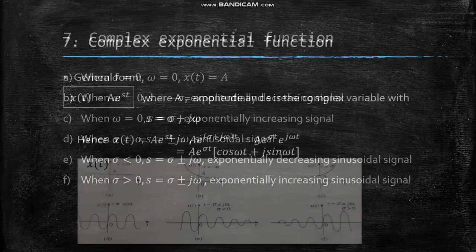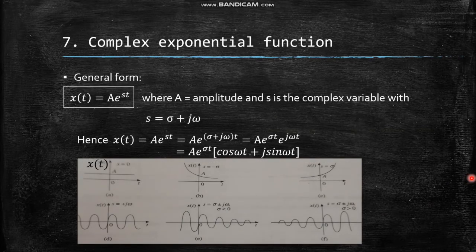Next is a complex exponential function. The general form for a complex exponential function in continuous time signals is given as x of t is equal to a e raised to st, where a is the amplitude and s is the complex variable, with the representation of s as sigma plus j omega, where sigma is the real part and omega is the imaginary part of this complex variable. Here x of t is equal to a e raised to st.